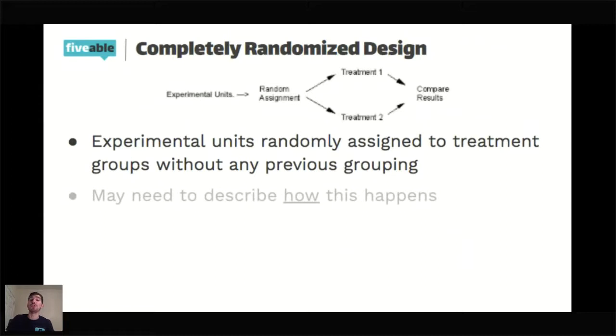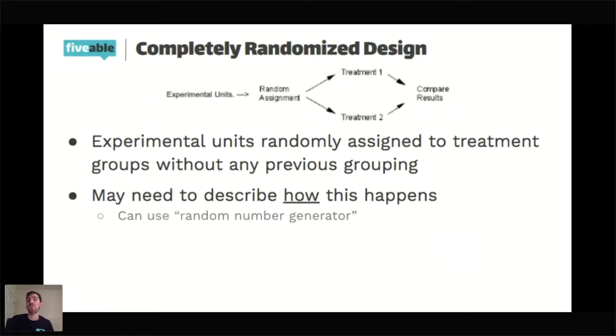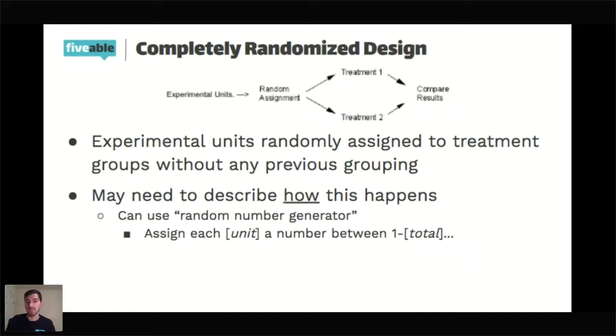Okay. You may be asked to describe how this happens. So you may have to describe a process to assign the 30 plots of land to their different treatment groups. In that case, you might want to use a random number generator description where you say something like, assign each plot of land a number between 1 and 30. And then you would start generating a list of numbers between 1 and 30. And this should sound similar to what you do with a simple random sample.